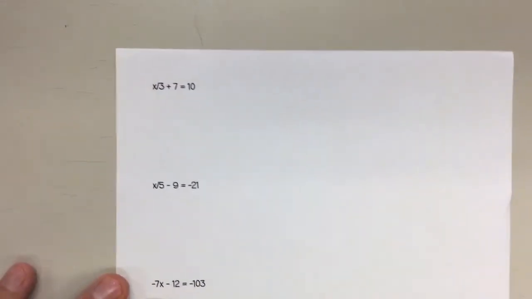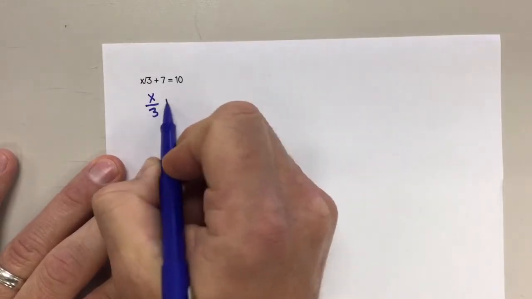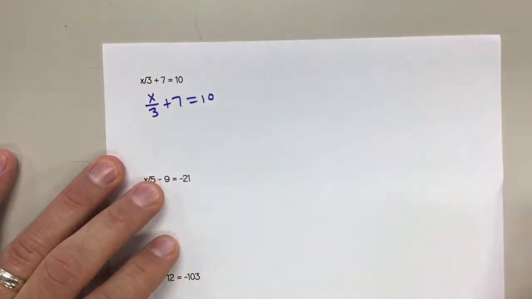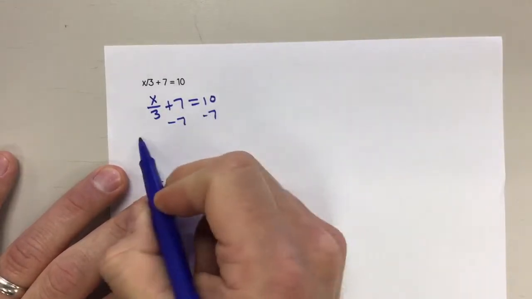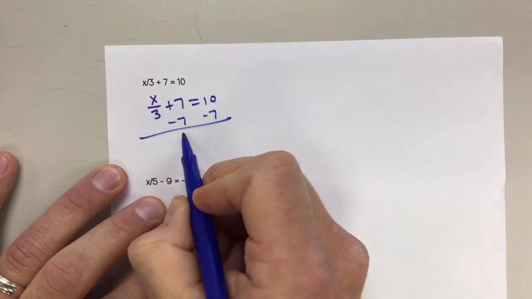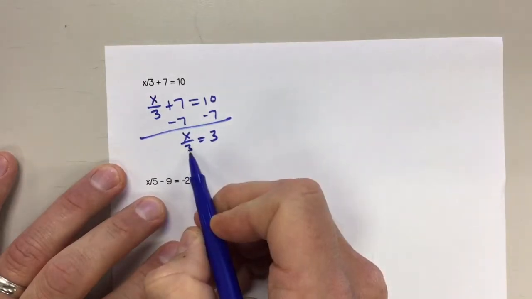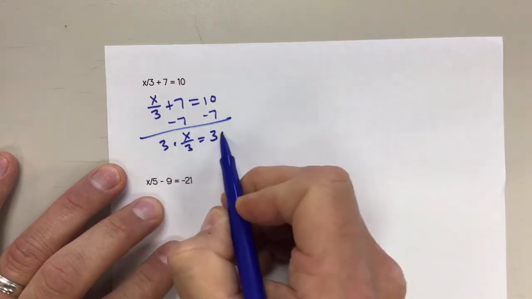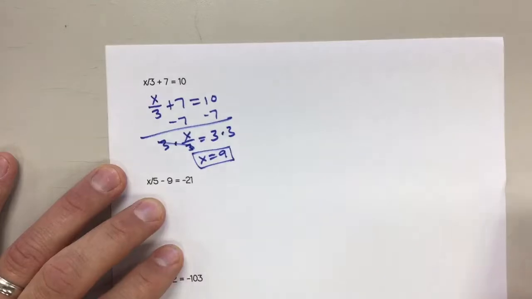On the back of the notes, there's a couple more examples. Remember, the slash means division, so this could be written this way as well. I still get rid of addition or subtraction first, so I'm going to subtract 7 from both sides. The x divided by 3 stays there. And then the opposite of dividing by 3 is multiplying by 3 on both sides, which gives me x equals 9.